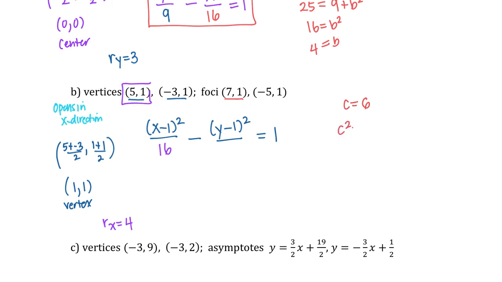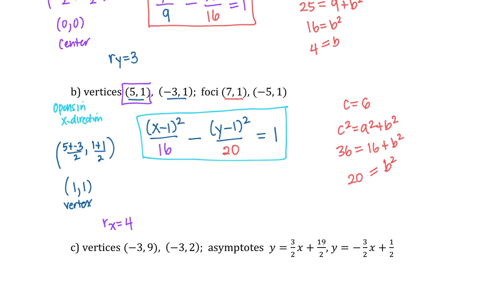Okay, so c squared equals a squared plus b squared. 36 equals, I don't know which one's a or b, and it makes no difference. Now I could square root this if I want, but I'm going to re-square it anyways when I plug it back in. So I'll just put the 20 here now. And this should meet all the requirements of the given information.